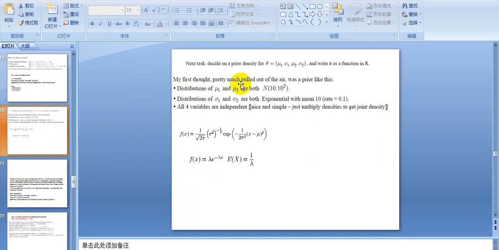First, it's not based on anything. Okay, I'm thinking the prior should be something like this. It's a distribution. I will put a distribution on mu1, mu2, because we know mu1, mu2 could be any real numbers, right? So I will use a normal density, like a normal with mean 10 and variance 10 squared.